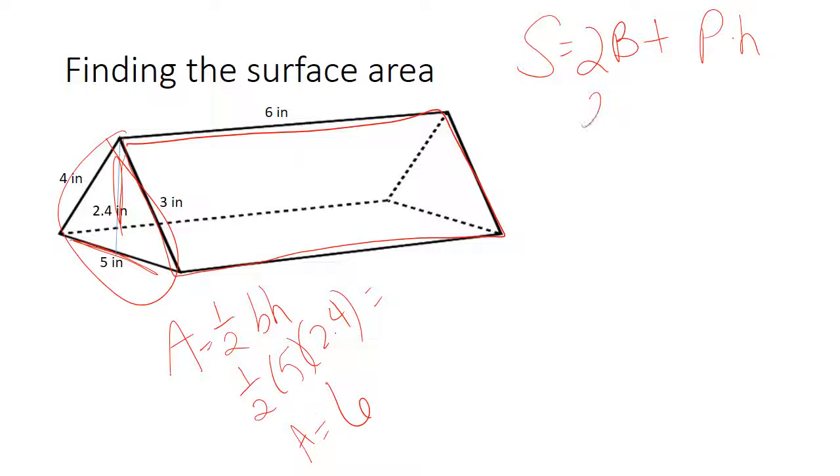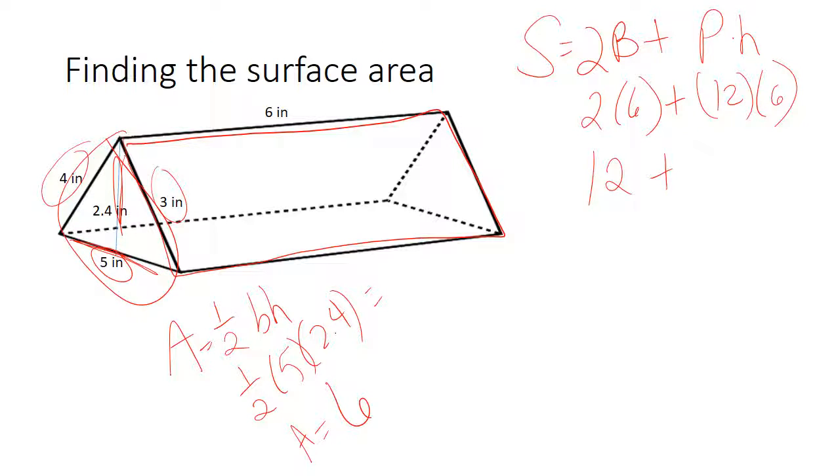So for this, we'll have 2 times 6. Our perimeter is 4 plus 3 is 7, plus 5 is 12, and our height is 6. So we'll multiply that out. We've got 12 plus 72. So our surface area would be equal to 84. And these are in inches, so it would be in inches squared.